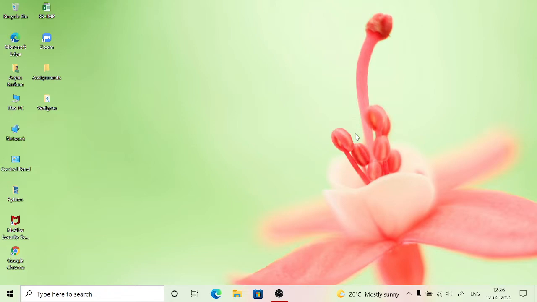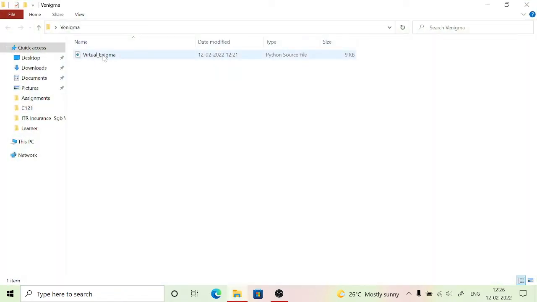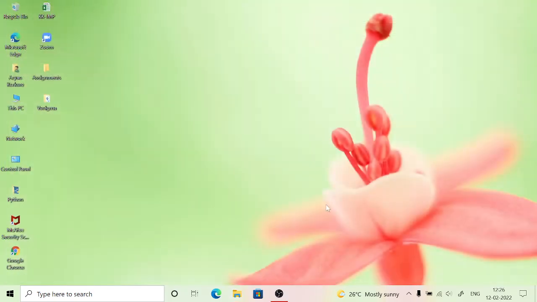but virtually. So this is going to be V-enigma, and the whole code is ready. 9 KB of code is, according to me, pretty long, or else normally the code would be of 1 KB or such.